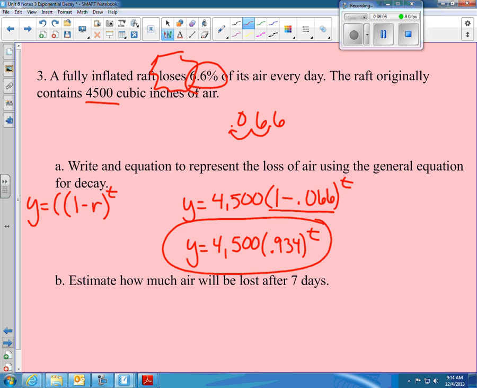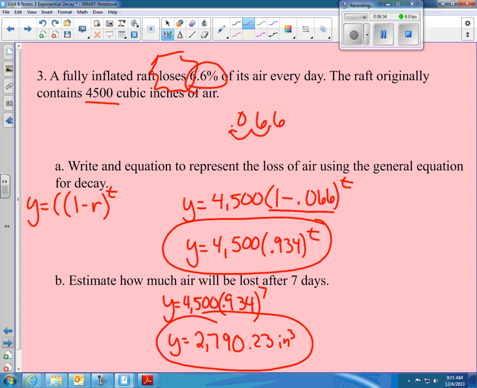Estimate how much air will be lost after 7 days. We take the function we just created and plug in 7 for our t. Putting that into our calculator, we find that we have 2,790.23 cubic inches of air. That's how much is left after a week.